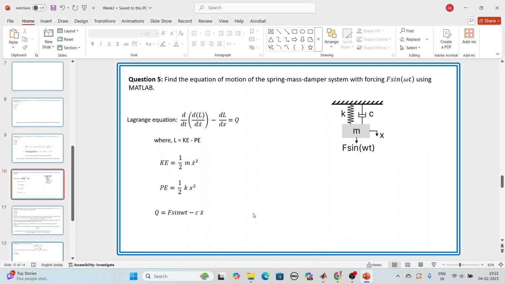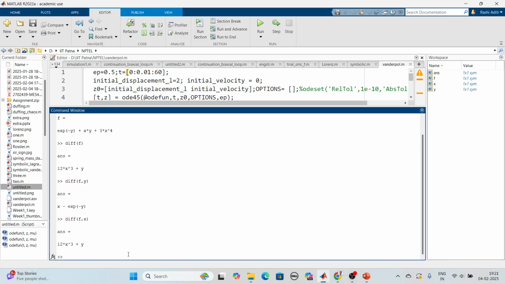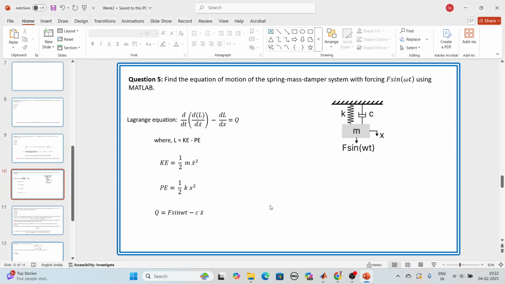So now we'll just simply implement it in MATLAB. Okay, see, like this. Again, we'll do clear all and clc. Okay, so first, what do we have to define? Now see, here I have x as a symbolic variable. Fine. However, I don't know the value of the mass. I don't know the value of the spring stiffness. I don't know the value of the damping. I don't know the value of F. I don't know the value of omega or w.